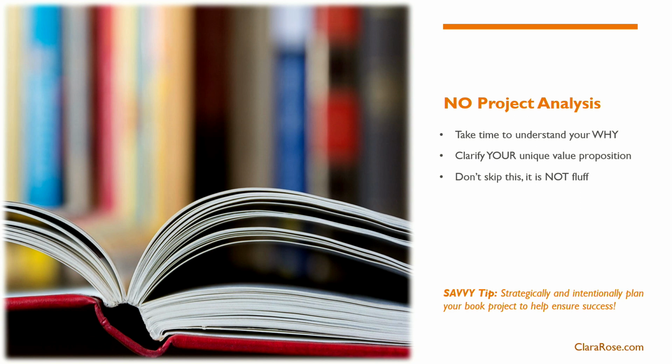Okay, I don't want to totally run out of time, but let's hop right into the top 5, the most common mistakes that people make when they're writing and publishing a book. Number 1, they have no project analysis. They have not taken the time to understand why they're writing this book. They have no clarity on what their unique value proposition and their unique idea is. People think this is fluff and they just tend to skip over it.